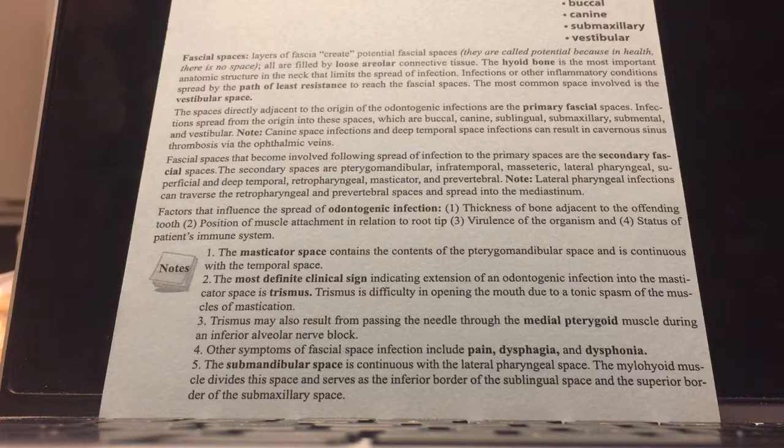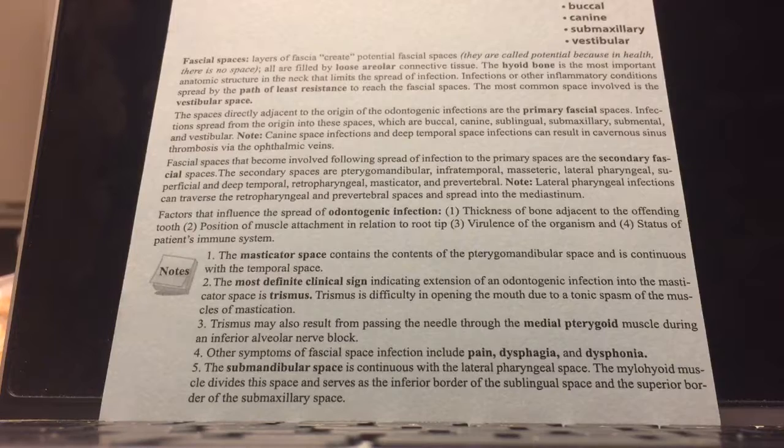Factors that influence the spread of odontogenic infections: number 1, thickness of bone adjacent to the offending tooth. 2, position of the muscle attachment in relationship to the root tip. 3, the virulence of the organism. And 4, the status of the patient's immune system.